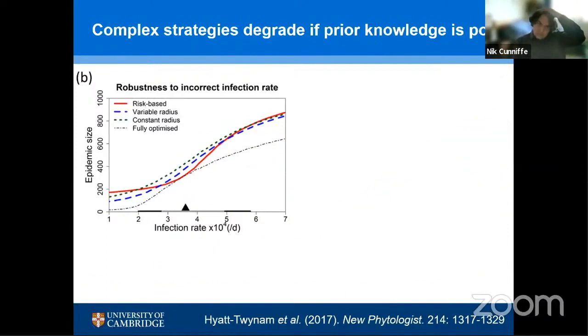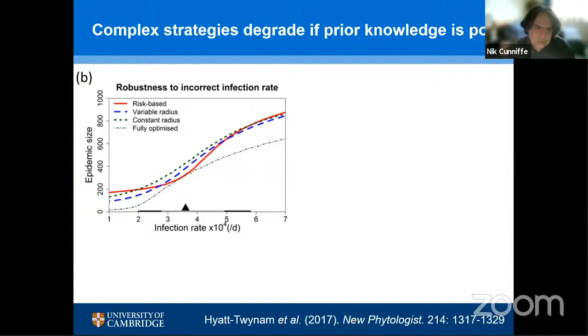It's the idea that the complex strategies can degrade if prior knowledge is poor. This is quite a busy graph, so I'll try and step you through it to make it understandable. The upside-down triangle refers to what you thought you knew before the epidemic started. So your best estimate of the infection rate; this idea would work for all of the parameters in the model, but the infection rate was the one we chose.